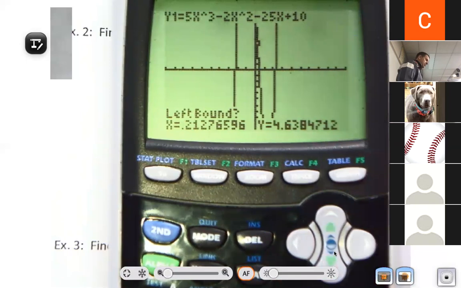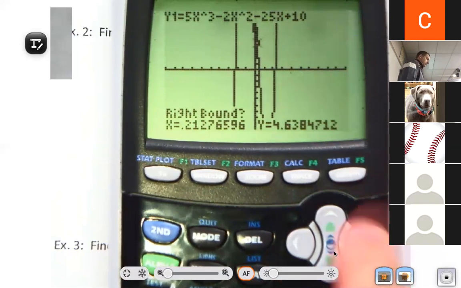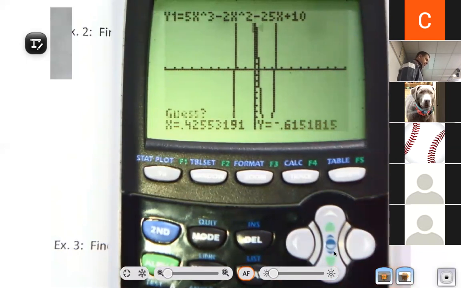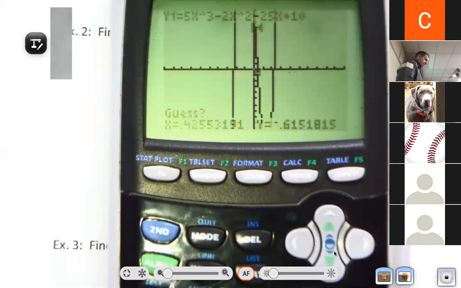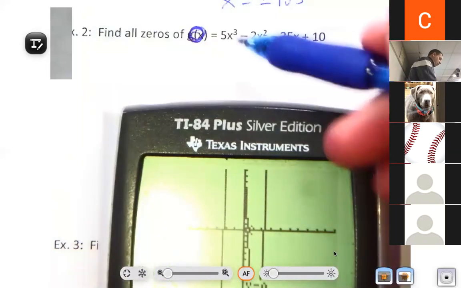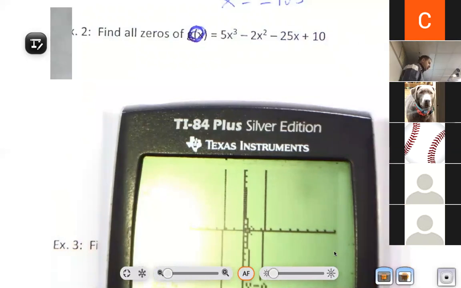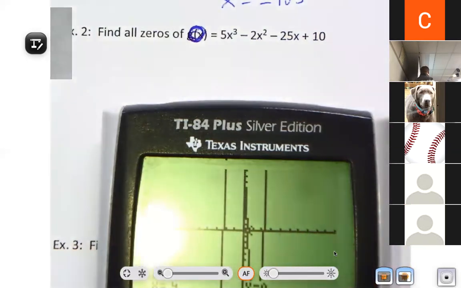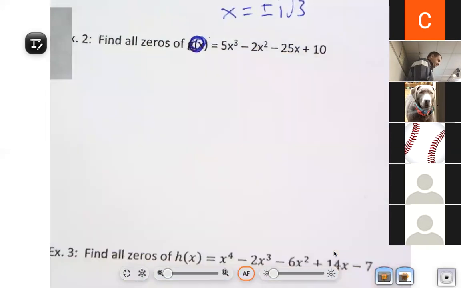I push enter. Go to the right. Push enter. Yes? Yes, please. It says 0.4. That's a nice one. That's the one we're going to use because that's 2/5. That's a fraction. So what that means is I'm going to take this cubic equation and I'm going to do synthetic division with 2/5 or 0.4. It doesn't matter which one you do. I like fractions better than decimals, so I'll do 2/5.